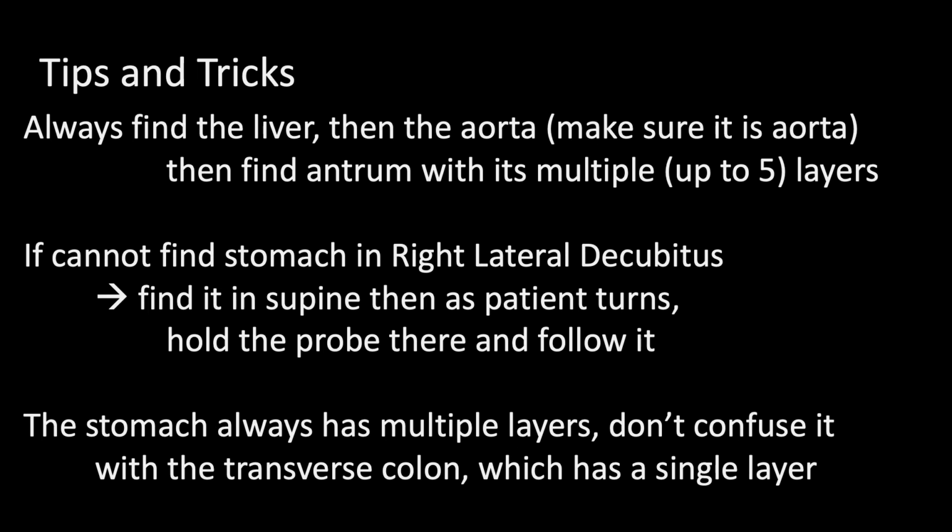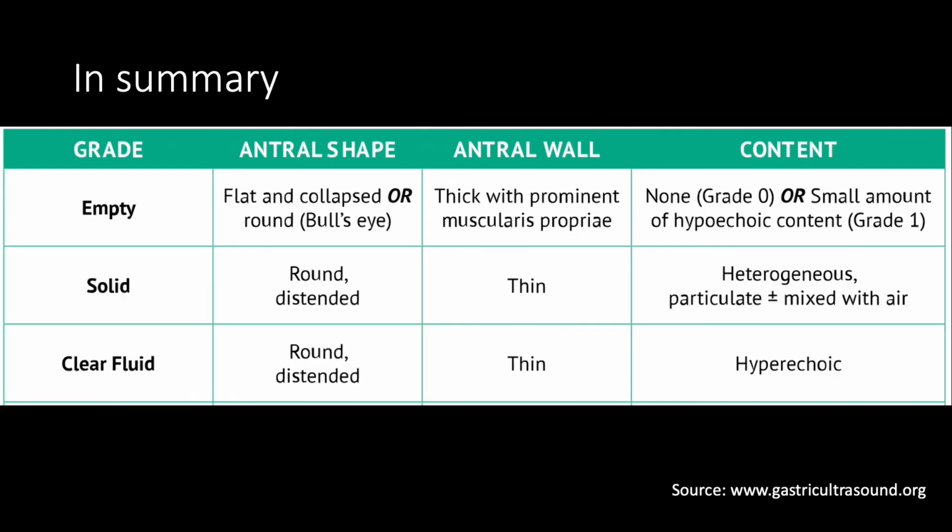All right, just a few tips. Always have a clear sequence, which we've shown you today, to help you identify structures. If you struggle to find the antrum in one position, find it in another, and then keep looking at it whilst the patient turns to the hopefully right lateral decubitus position. And finally, the stomach is unique in that it has multiple layers. If you don't see them, you're probably looking at the wrong structure, either the transverse colon or rarely the pancreas or even the gallbladder. Here is a summary of the different qualitative appearances on sonar of different types of stomach contents.